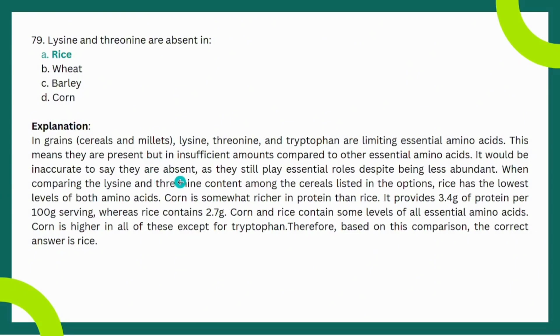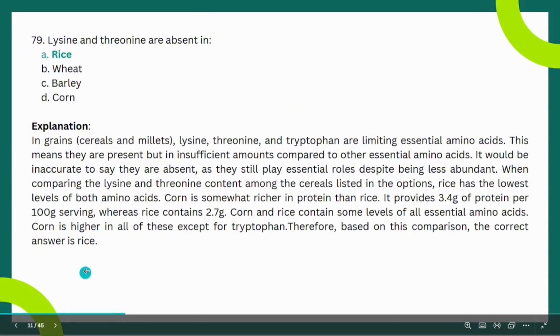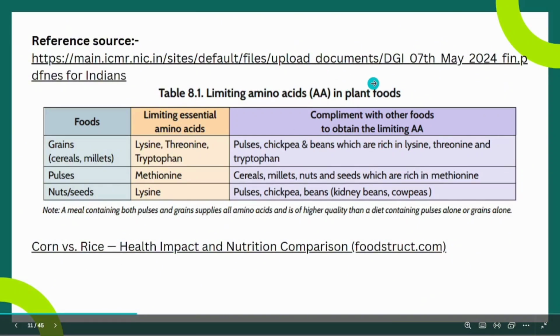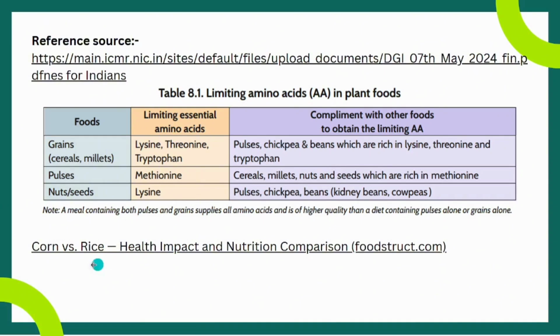When comparing the lysine and threonine content among the cereals listed in the options, rice has the lowest level of both amino acids. When comparing particularly between rice and corn, corn is higher in all of these amino acids except for tryptophan. That is, rice has more tryptophan than corn. Here also the reference source is taken from the ICMR guidelines, and for the amino acid comparison between rice and corn, I have given a separate resource.